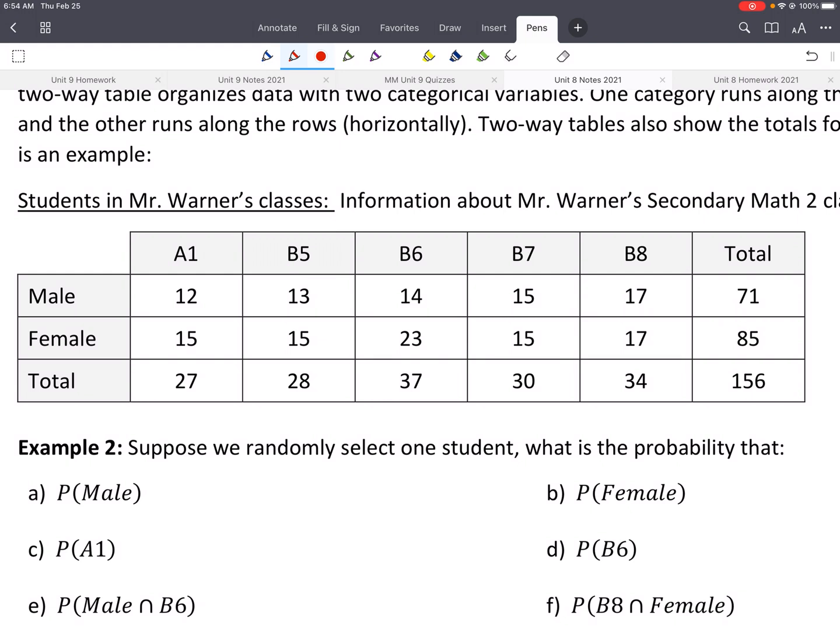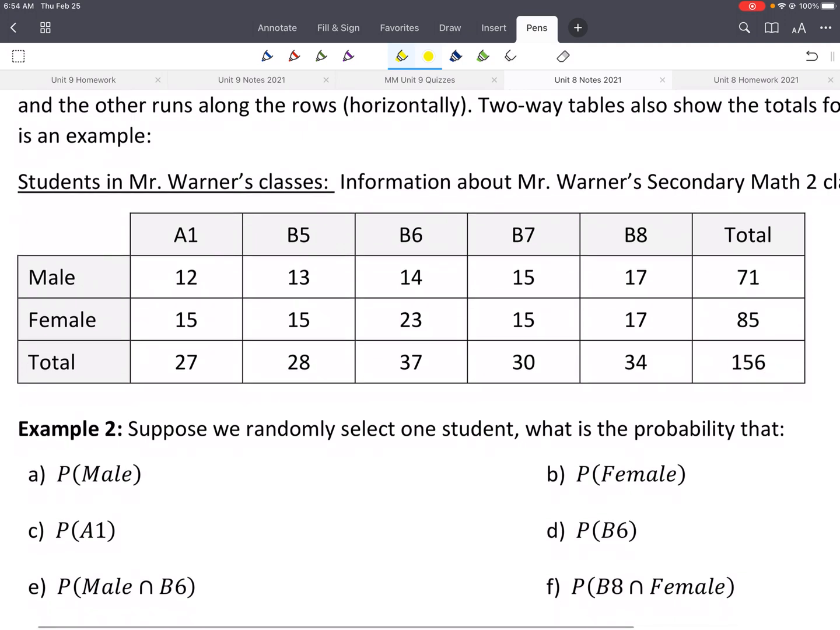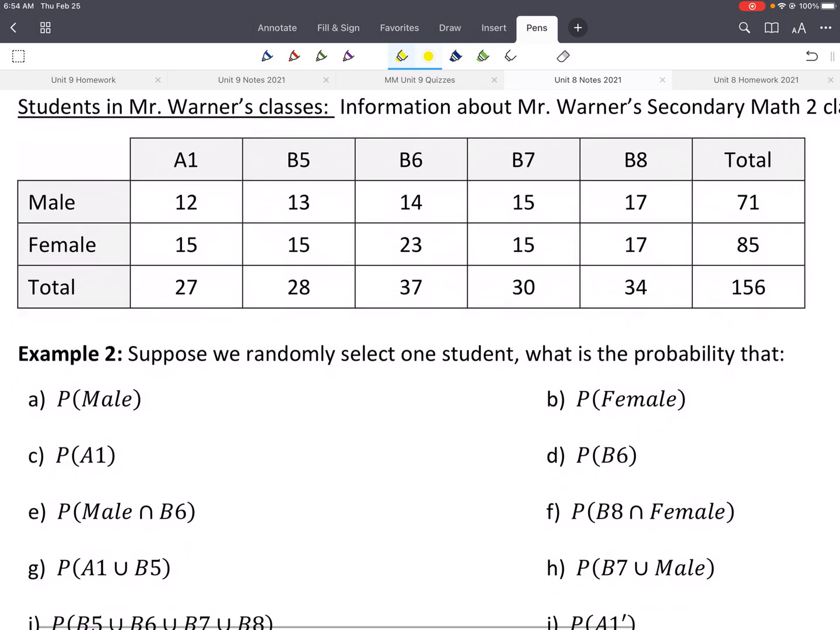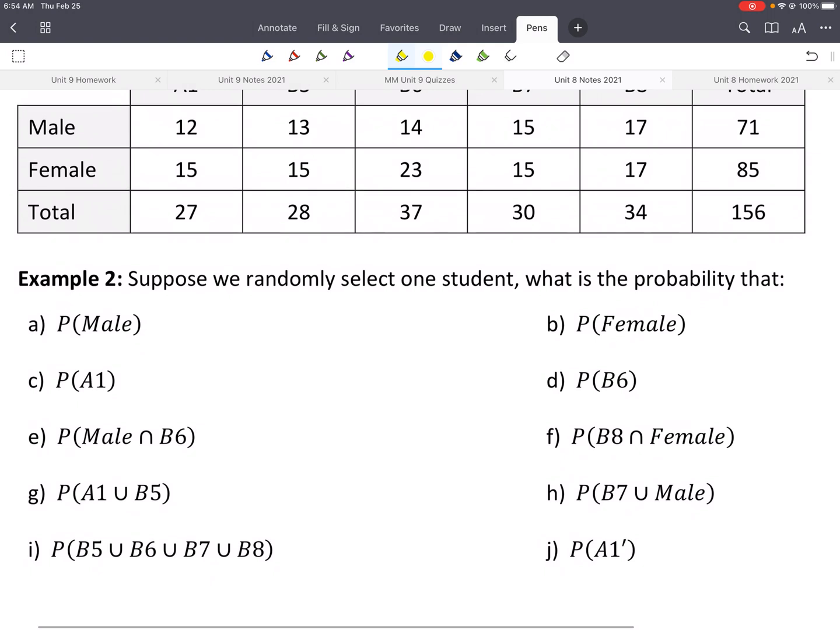As you notice, there are some totals that will help us when we do our calculations. But what we'll use a lot is the grand total, because that's our sample space. That's what we're picking from, our total possible outcomes. If I choose one of my students, they're going to be in that sample space. So we'll probably do kind of the same thing.